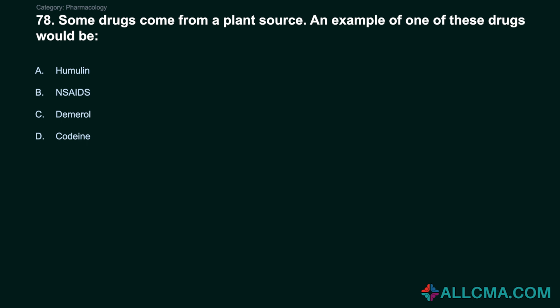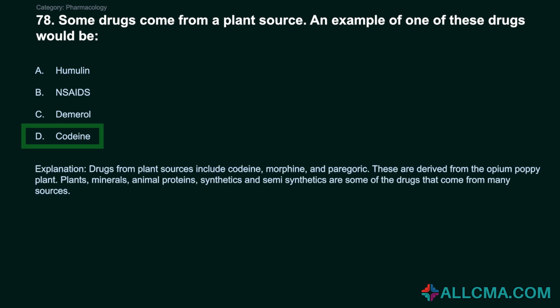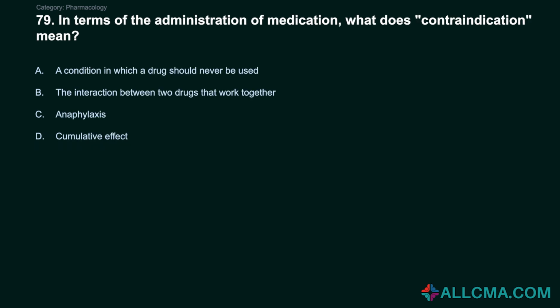78. Some drugs come from a plant source. An example of one of these drugs would be A. Humulin. B. NSAIDs. C. Demerol. D. Codeine. Correct answer: D. Codeine. Drugs from plant sources include codeine, morphine, and paregoric. These are derived from the opium poppy plant. Plants, minerals, animal proteins, synthetics, and semi-synthetics are some of the many sources of drugs.